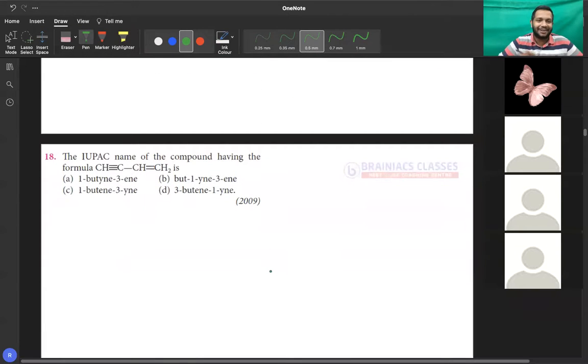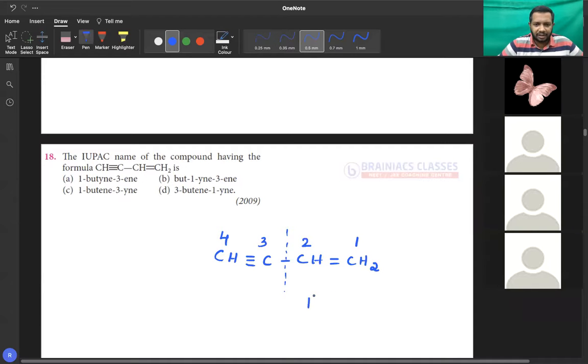Exactly that question, in a different way it is coming. The 2009 question paper. Can you tell me the answer now? You can easily do it. Just now we have done a question similar to that. CH triple bond C, then CH double bond CH2. So can you tell me the answer? Here also we know they are in symmetrical position. So I should put number 1 here, 2 here, 3 here, 4 here. So what will be the answer?